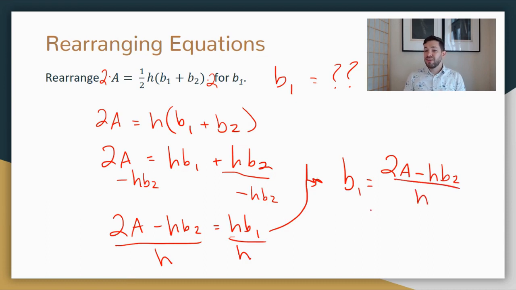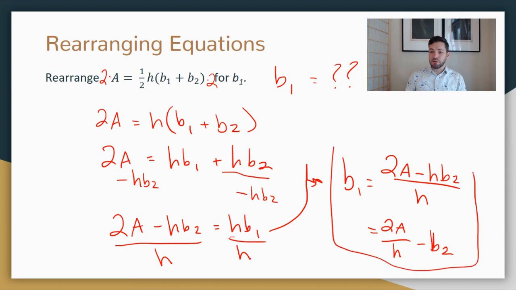Now, maybe you did this in a slightly different order and you got 2A over H minus B2. You can simplify it a couple of different ways. I'm not going to be super picky about that. It's not really as important, because if we have numbers that we can plug in for A and H and B2, we're going to get the same answer either way. So either way you write it, this is correct.